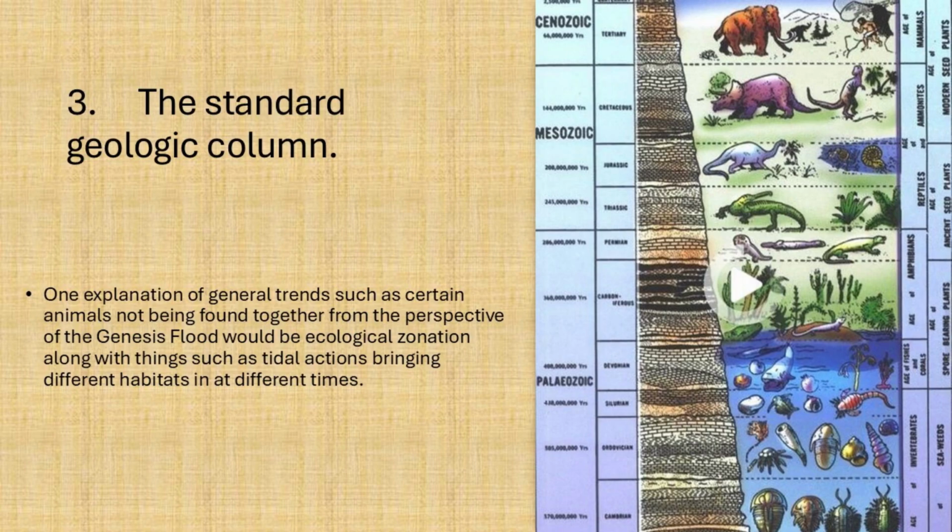One explanation for the general trends, such as certain animals not being found together, from the perspective of the Genesis flood, would be a result of ecological zonation, along with things such as tidal actions bringing different habitats in at different times.